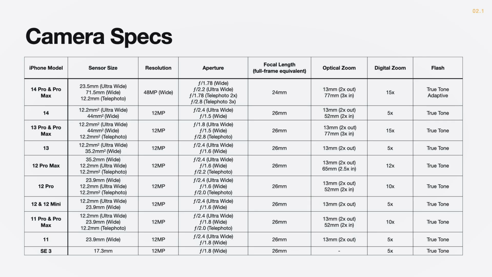In this first section of the course, we're going to look at the iPhone camera itself, the exposure triangle, and some of the strengths and weaknesses of the iPhone's camera. The first thing that you should know before taking pictures with your iPhone is what camera your iPhone model has. This chart has each iPhone since the iPhone 11 and the iPhone SE third generation.